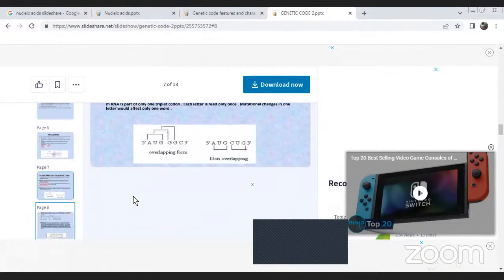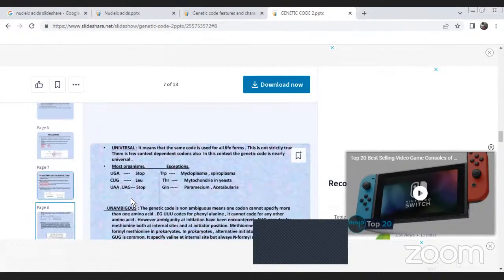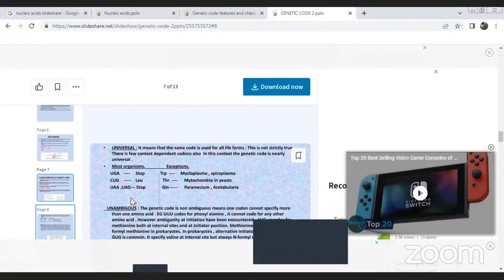The next one is that the genetic code is universal. Universal means that the same code is used for all life forms. For example, AUG is universal. AUG is methionine, the initiation codon. Okay, this is not strictly true. There are a few context-dependent codons also. The genetic code is nearly universal. These are the characteristics.